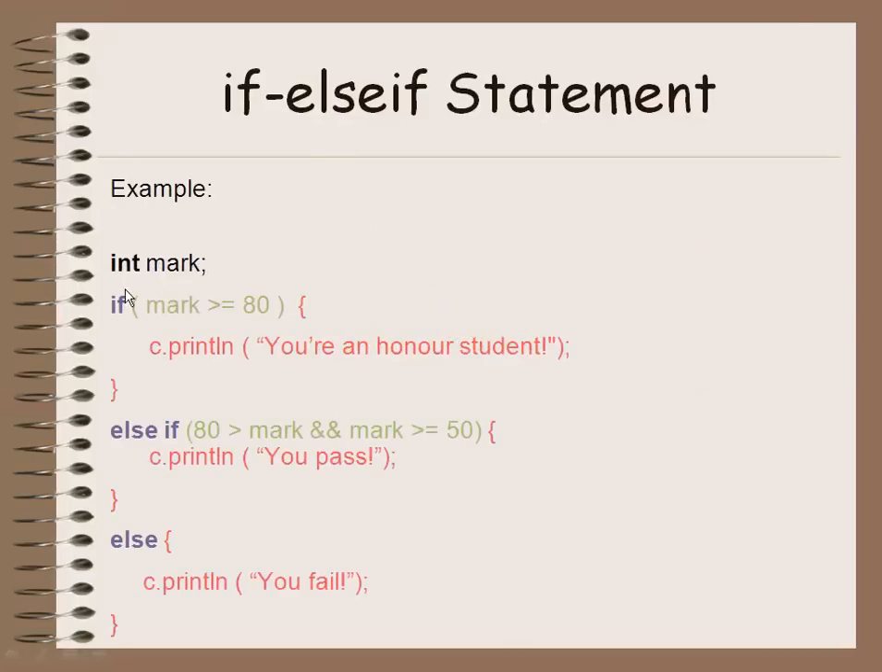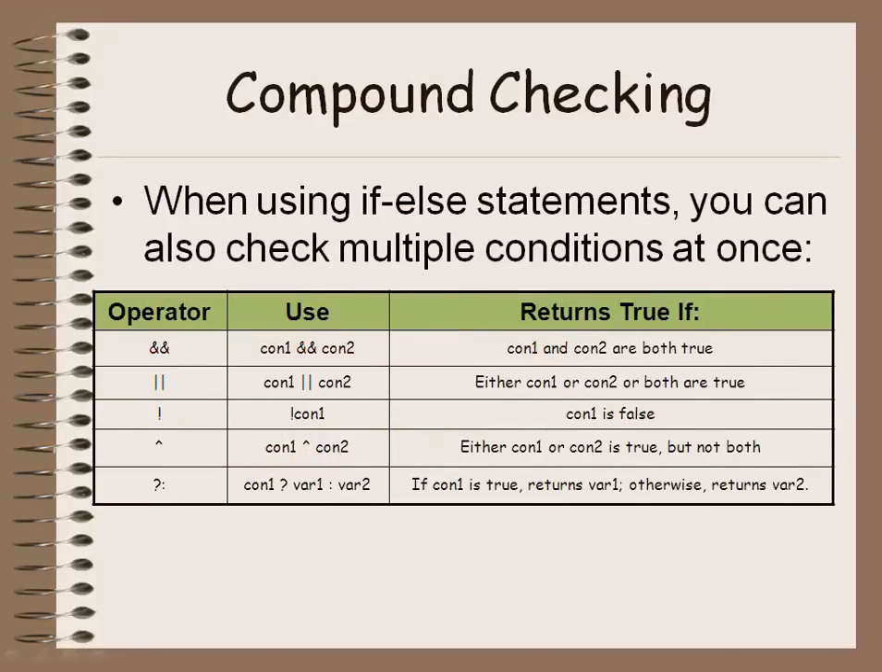So here's an example. If my mark is over 80, I'm an honor student. If my mark is less than 80 and my mark is over 50, I pass. Otherwise, I fail. This line here is an example of what we call compound checking, where I can check multiple conditions at the same time. And I can do as many of them as I want in a row.